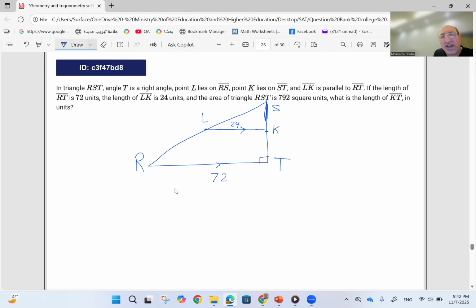The area of the big triangle RST is 792. The area of the triangle is half base times height, half of 72 multiplied by the height, which is now this side, ST. Half base times height is equal to 792. So 36 times ST is equal to 792. So ST now is 792 divided by 36, which is what, this one?